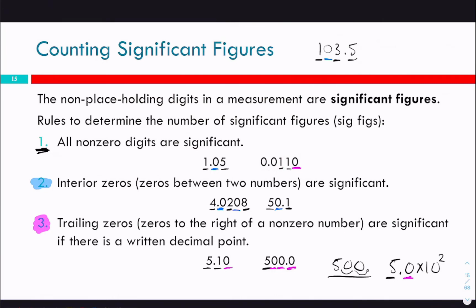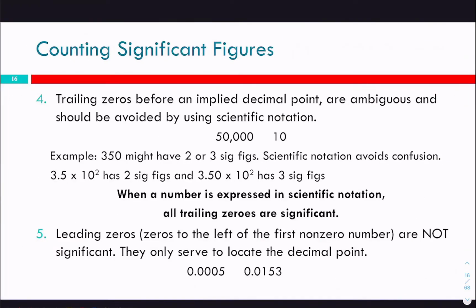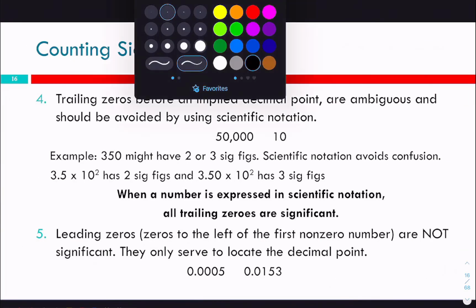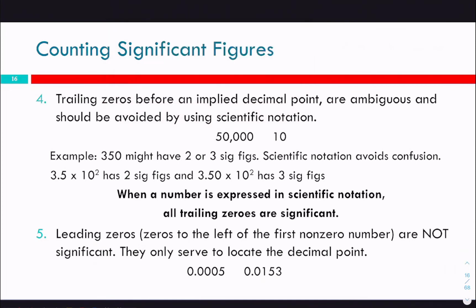All right. I believe there's one more rule. Oh, I forgot that is the next one. So rule 4 is trailing zeros before an implied decimal point. Highlight this word: implied, meaning that there's not a decimal point written there. It's implied that it's there. Those are ambiguous. And again, you avoid those by using scientific notation.